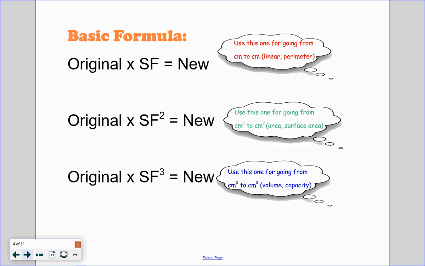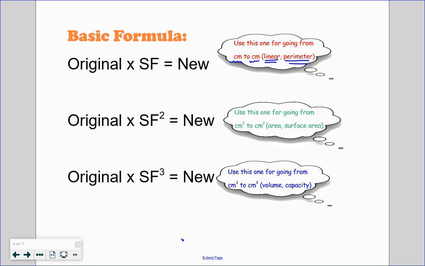Now, how you know if you're going to use this formula, you need to look at the units. So if you're going, say, from centimeters to centimeters, okay? You also may see one of these words. It may refer to it as linear scale factor, or it may be referred to as perimeter scale factor. Either one of those, though, means original times scale factor gives you new.